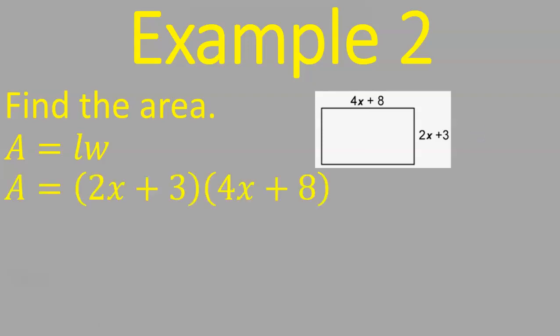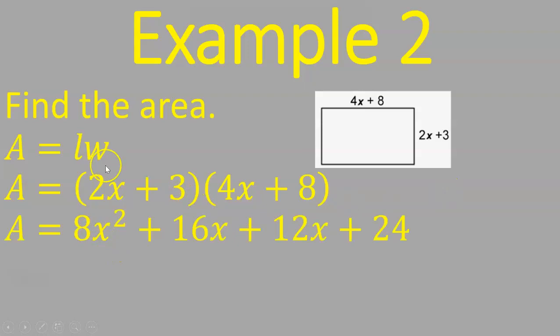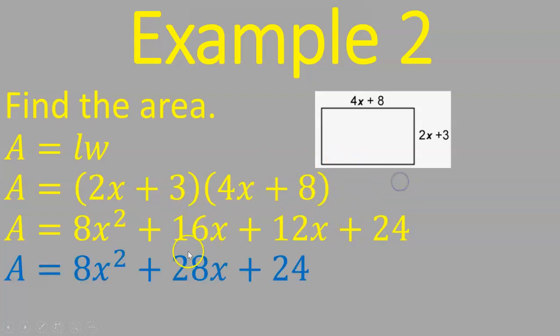So from last time, we know that this requires you to distribute the 2x and to distribute the 3. This also requires you to know that you multiply the coefficients but add the exponents. 2 times 4 is 8, 1 plus 1 is 2, then 2x times 8 is 16x, because 2 times 8 is 16 and we'll have the x. 3 times 4x is 12x, 3 times 8 is 24. Then you combine these middle two to make 28x. So this is your area.